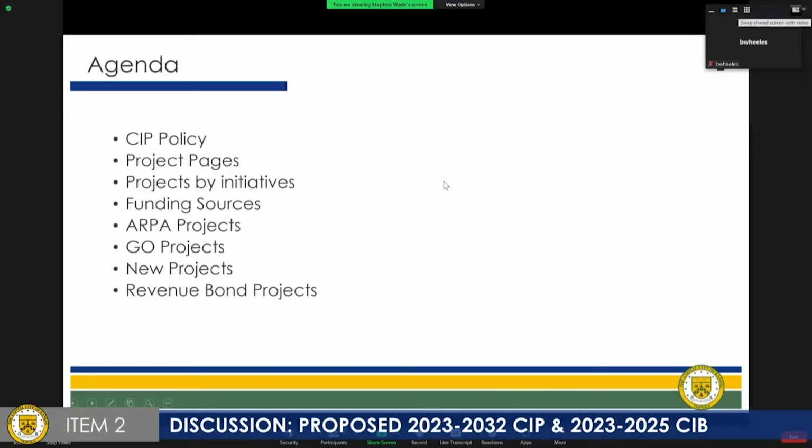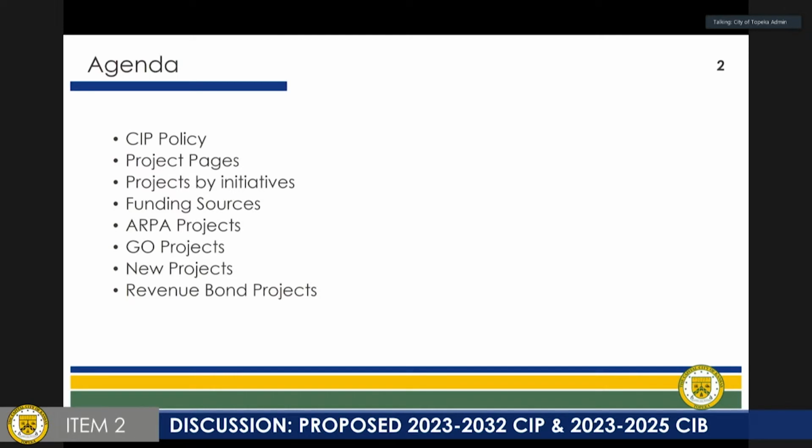So tonight we'll run through a quick overview of how to look at the CIP pages. Everybody, I think, has seen these before, but for those at home, we wanted to make sure that you have a chance to understand how these are put together, how the project pages are put together. We have bundled these this year by initiatives. As you know, the council has put together 5 major initiatives, and so the CIP has been put together with those. And so first of all, what is a CIP?